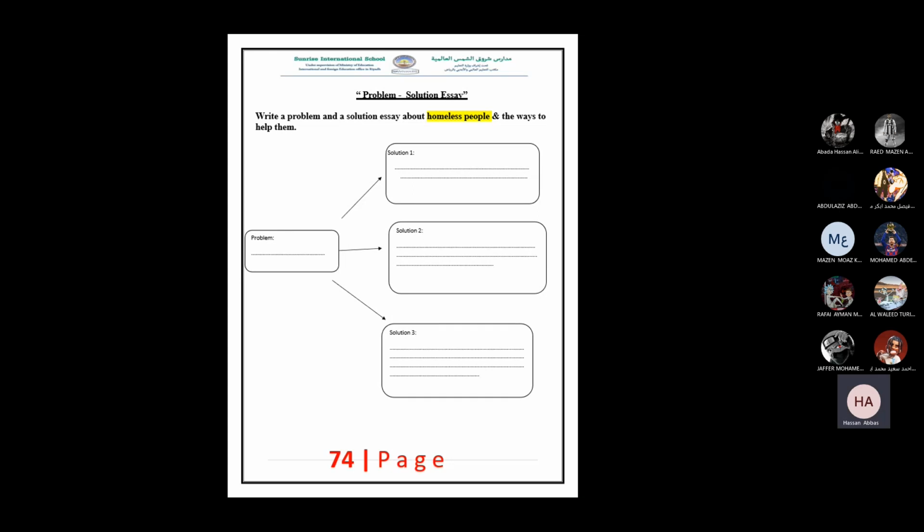So, for example, if the title of our paragraph is about homeless people, this is called a problem. You write here in this box: the problem is homeless people. You have to get the solutions for this problem. Solution 1, solution 2, 3, 4, 5, like that. You have to solve this problem.